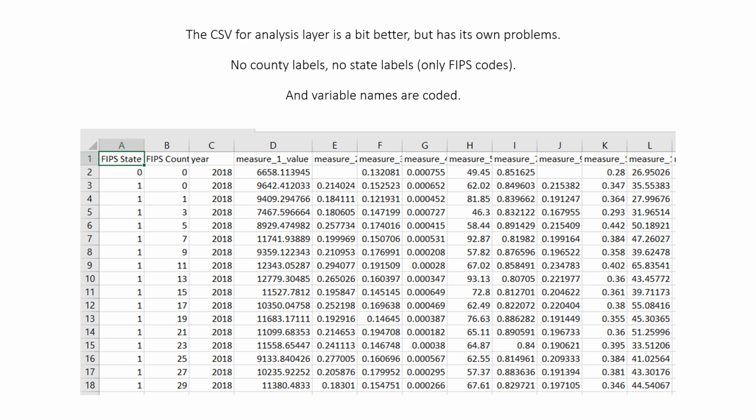Each row is tagged with the year. That's pretty nice if you're doing a multi-year analysis, a little less useful for what we're doing. You can see that 2018 is filled in on all of these. But if you're importing county health data over multiple years, it's nice to have each of these rows tagged with the year. And then all of the different variables are tagged as measure underscore, then a number, and then value. This is to make it a little friendlier to ingest into a system.